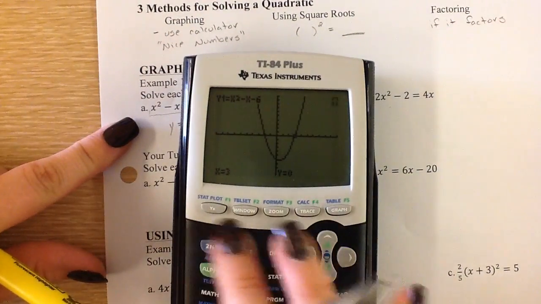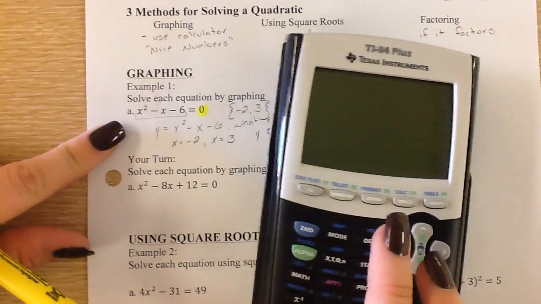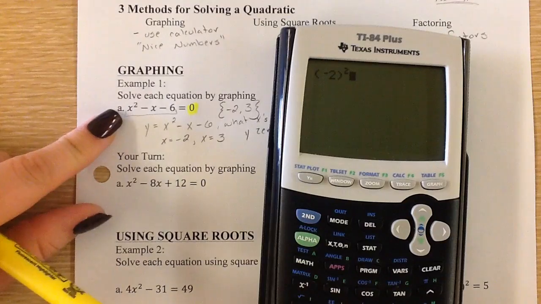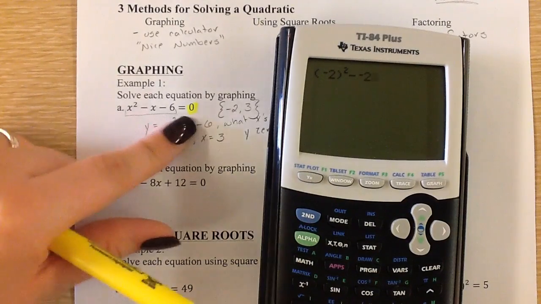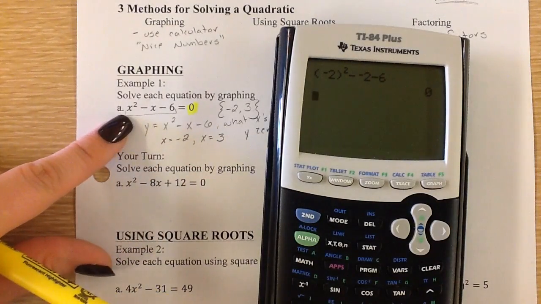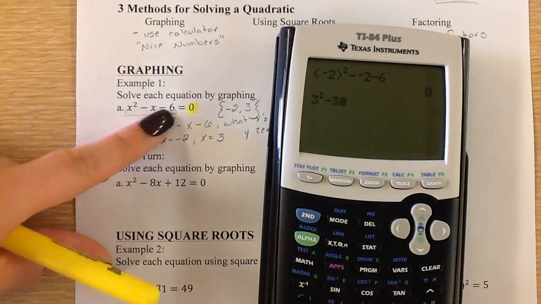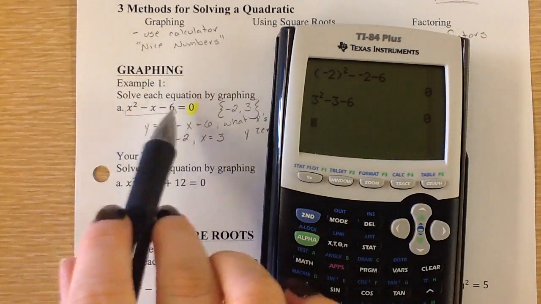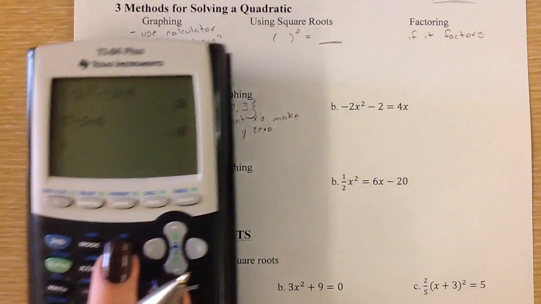And if we go back to our home screen and I put a negative 2 into this equation, so I take negative 2 and square it, minus a negative 2, minus a 6, we get 0. So negative 2 worked. Let's try 3. 3 squared, minus 3, minus 6, 0. Okay, so those are the 2 numbers that work in this equation. Okay, now for part B.